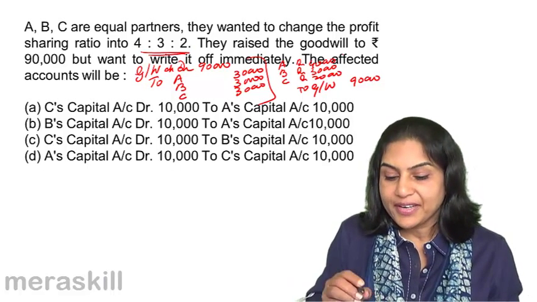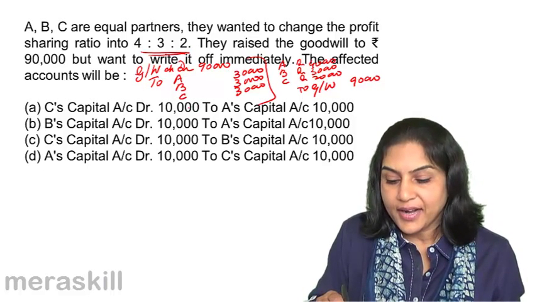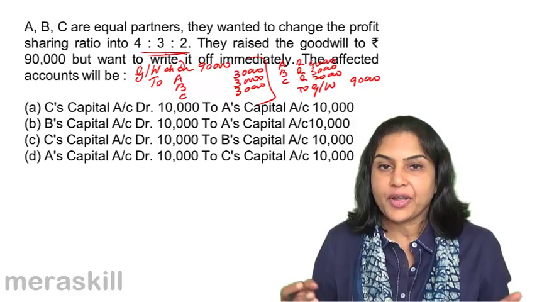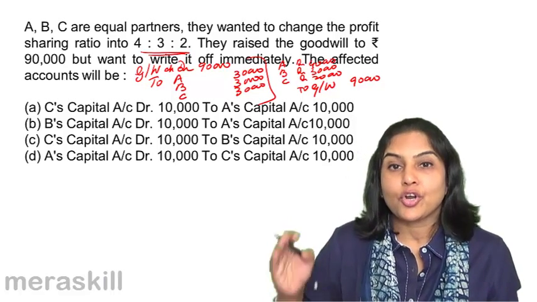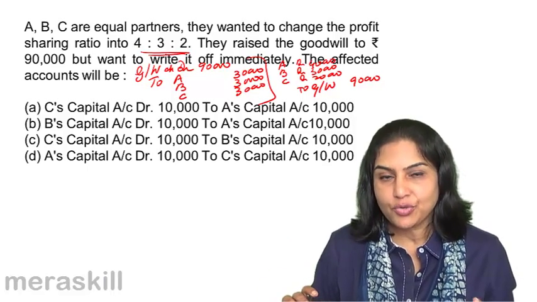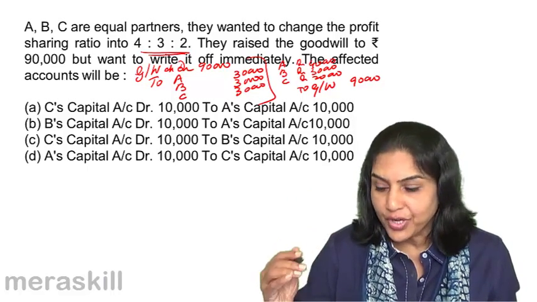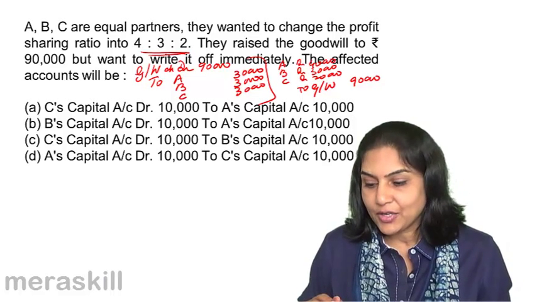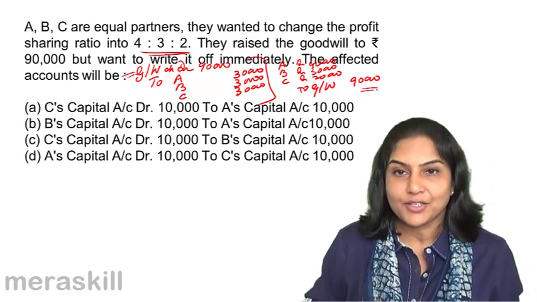So what have we done? We raised goodwill 90 and credited the old partners. Goodwill account debit to old partners in old ratio. Next, new ratio, ABC. In this case, it's the same partners. But ABC's account debit in the new ratio to goodwill 90,000. As a result, goodwill account debit, goodwill account credit, it has been wiped out.